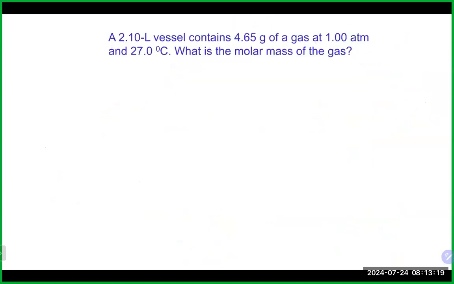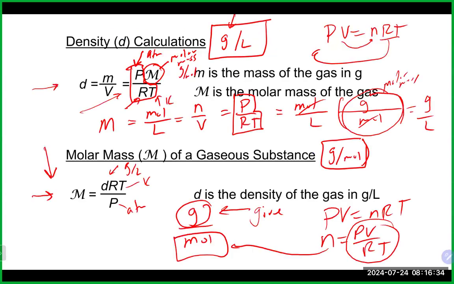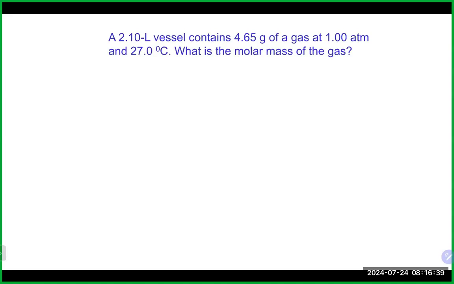All right, so let's try one here. A 2.1 liter vessel contains 4.65. Once again, you can plug and chug into these formulas, but I'm going to take the approach that maybe I can't remember those formulas. So I'm just going to think of it more as dimensional analysis, and try to get to the right units. The first thing I know, hopefully, is that molar mass units are grams per mole.